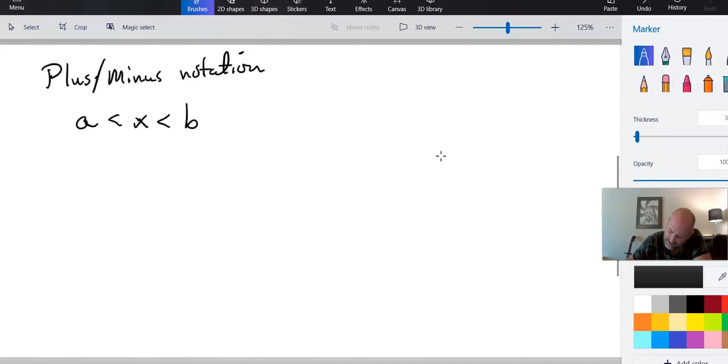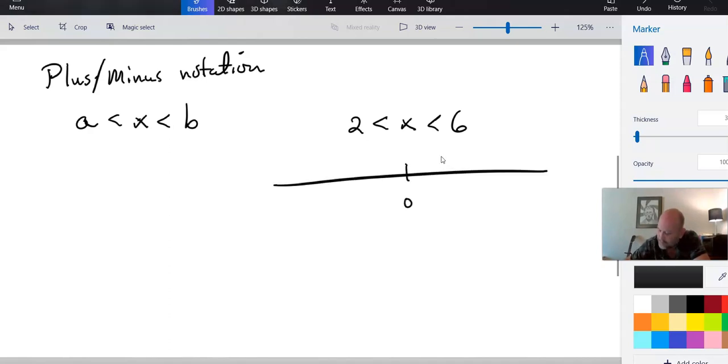If I look at this, I'm going to actually start with numbers because I think it'll be easier to see if we actually pick numbers here. Let's say I have an inequality, 2 is less than x is less than 6. And so if I graph this thing on a number line, let's put the 0 over here. So that's 2, 3, 4, 5, 6, right? If I were to graph this thing, it would look like this. I'd have round brackets on both ends, at 2 and at 6, and go from here to here, right?